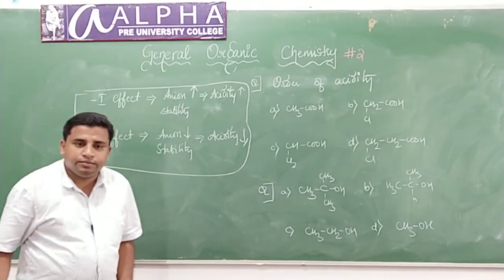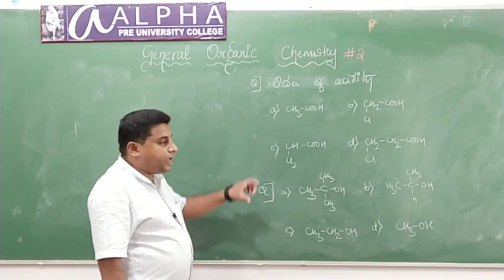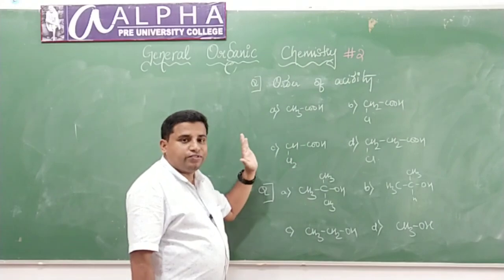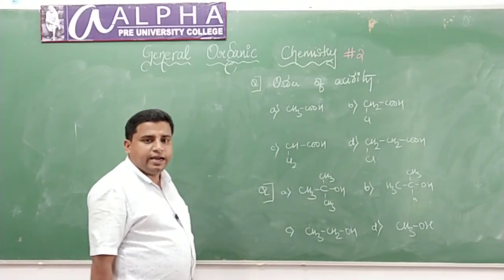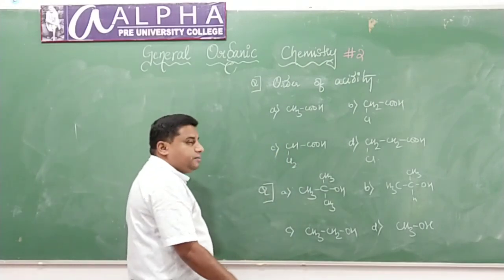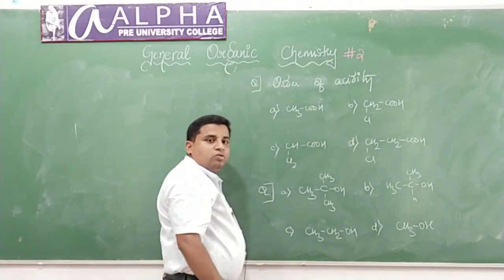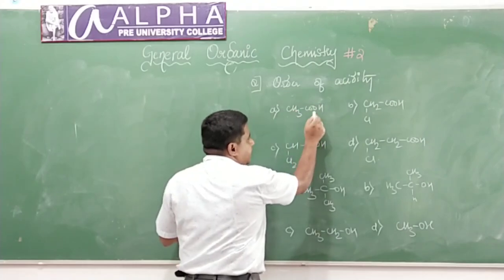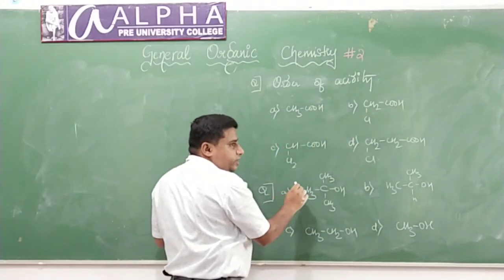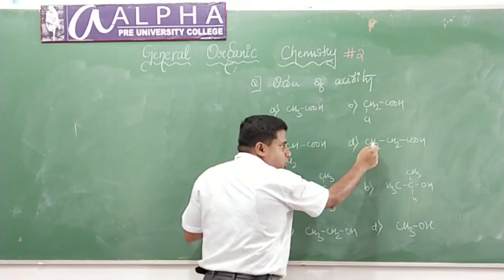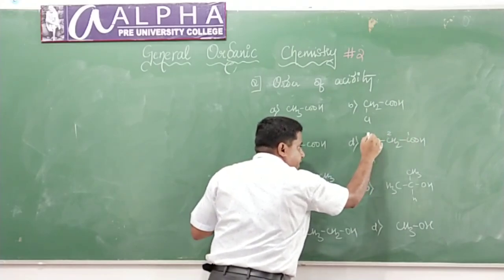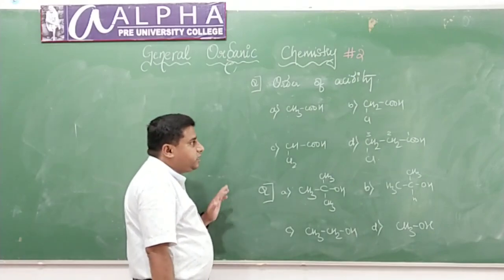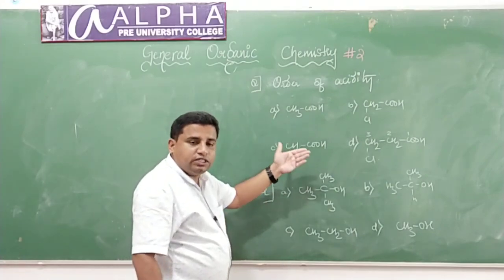So guys, we have these questions. You have to arrange them in the increasing order of acidity or decreasing order of acidity. Any order is fine. What about the decreasing order of acidity? Look at here. We have acetic acid, chloroacetic acid, dichloroacetic acid, and 3-chloropropanoic acid. Which among them is a strong acid and which is a weak acid?